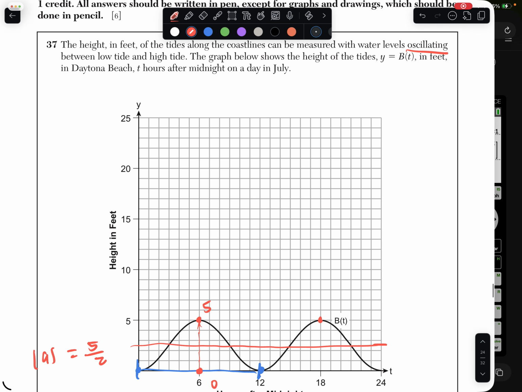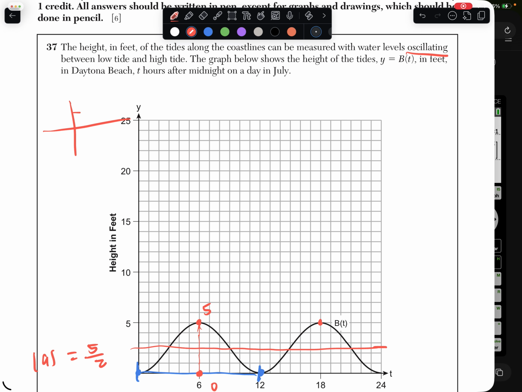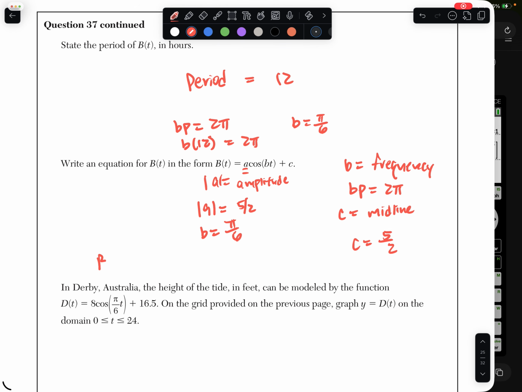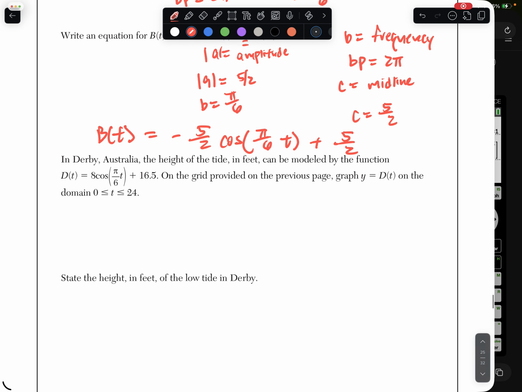For a typical cosine graph, it starts at the top. It goes like this, like that. It starts at 1. But since I start at the bottom, I will use negative. So that means B of t is going to equal negative 5 over 2 cosine of pi over 6 t plus 5 over 2. So that is the equation.